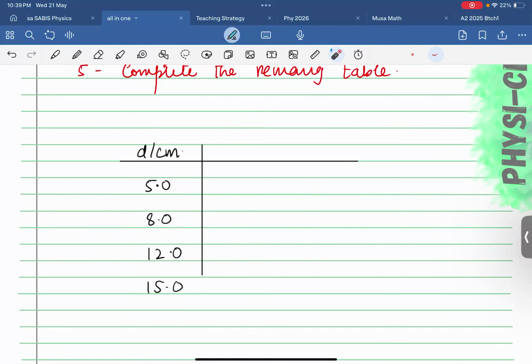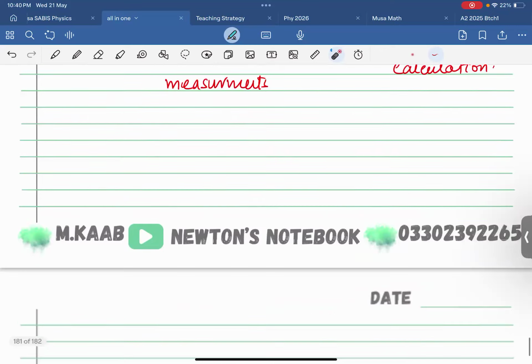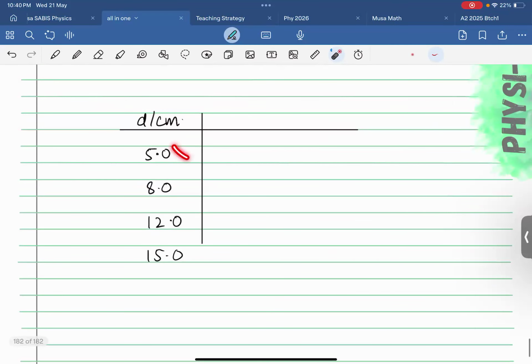Don't do that. The rule was you just need to fill in the column with the decimal place in your consideration. Ignore the significant figures. This one contains 2 sf, just ignore it. This contains 3 sf, just ignore it. When you are doing measurement, you are not allowed to check the significant figures. You are allowed to see the decimal place. So these are the two values that are in 2 sf, and these are the two values in 3 sf.